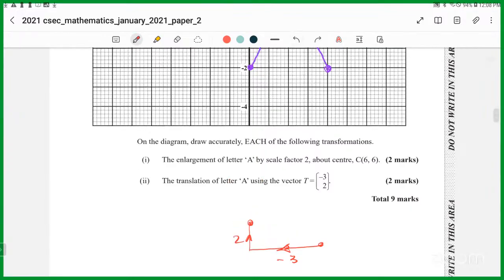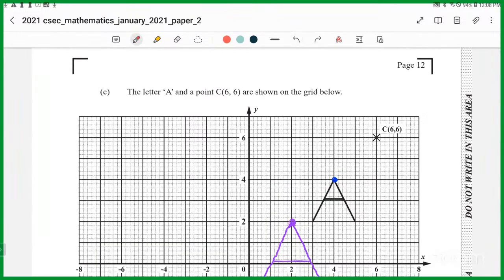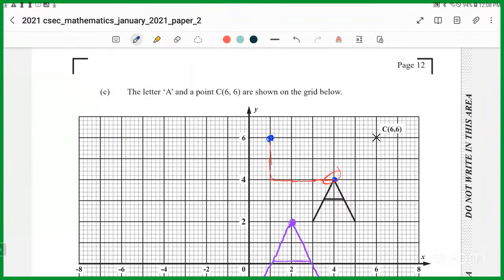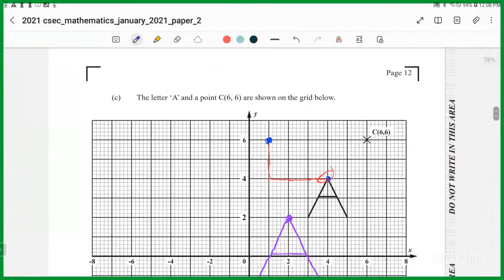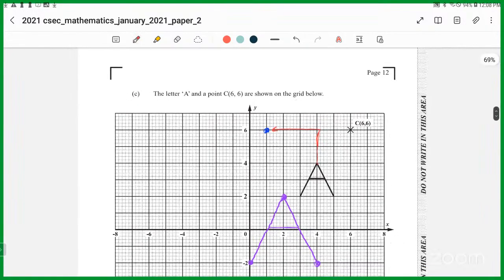We can just move 1 point first. So we can just move this point alone. 3 to the left, 2 up. 1, 2, 3 to the left, 2 up. So this point is coming here. Let's put it down in blue. I can do 2 up first, and then 3 to the left. Same thing.